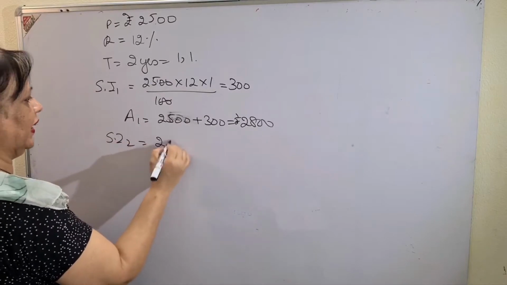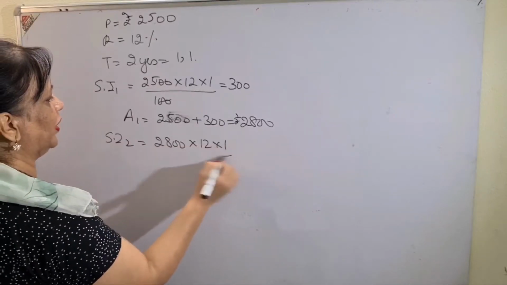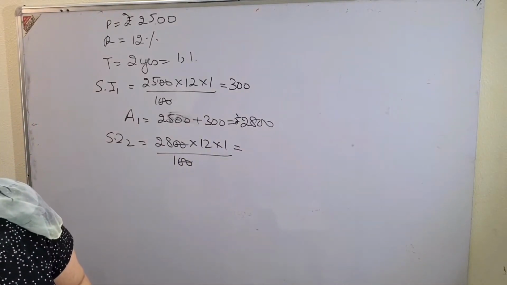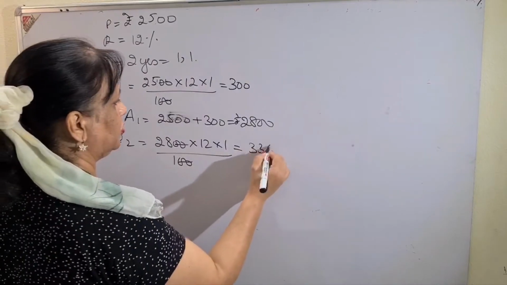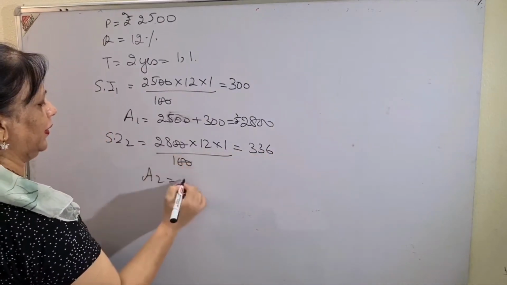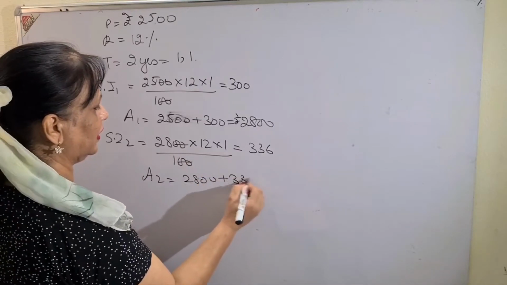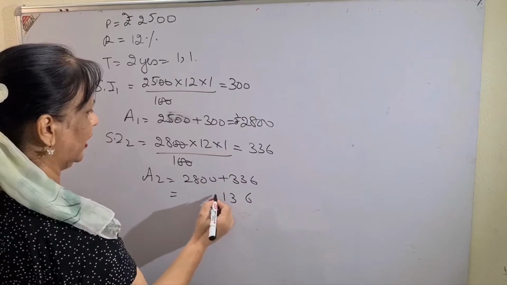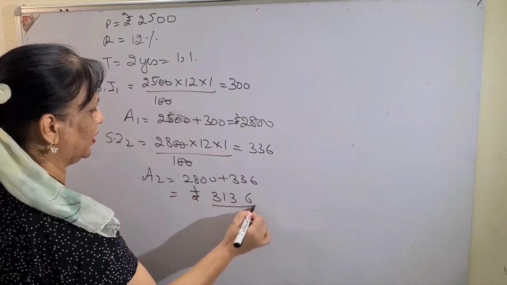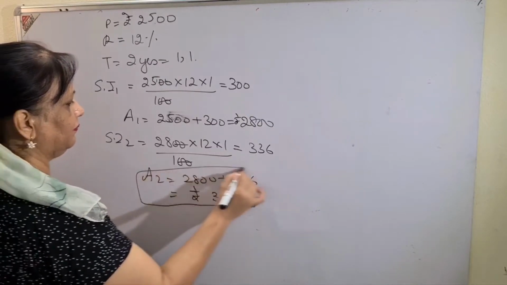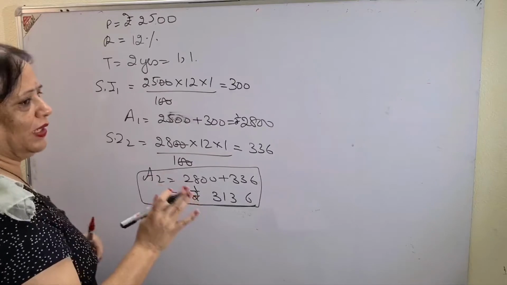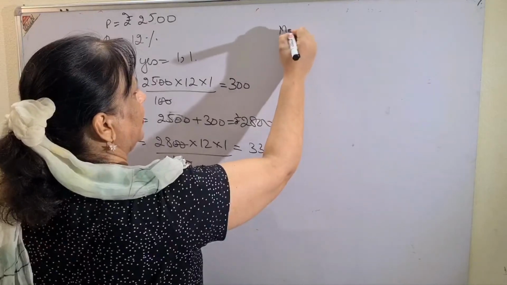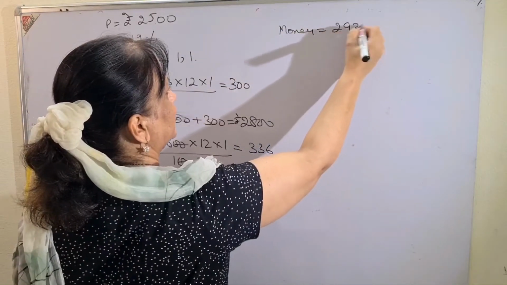SI2, 2800 into 12 into 1 upon 100, and again you calculate it in the rough column as I have done before. This is 336. So what will be your A2? A2 will be 2800 plus 336. Till now you have followed the formula. Add it. This is 3136. So this much amount he has to give after 2 years. What money he has at the end of 2 years is 2936. So what does he decide?